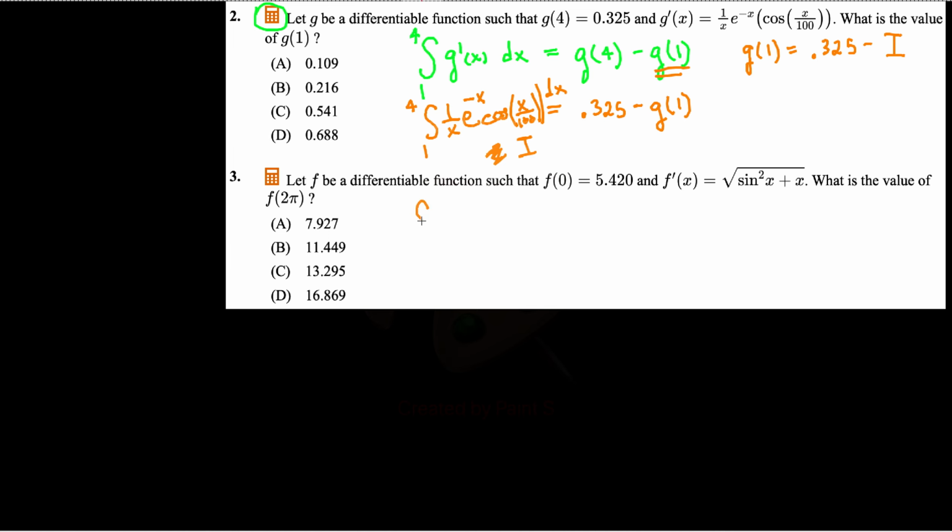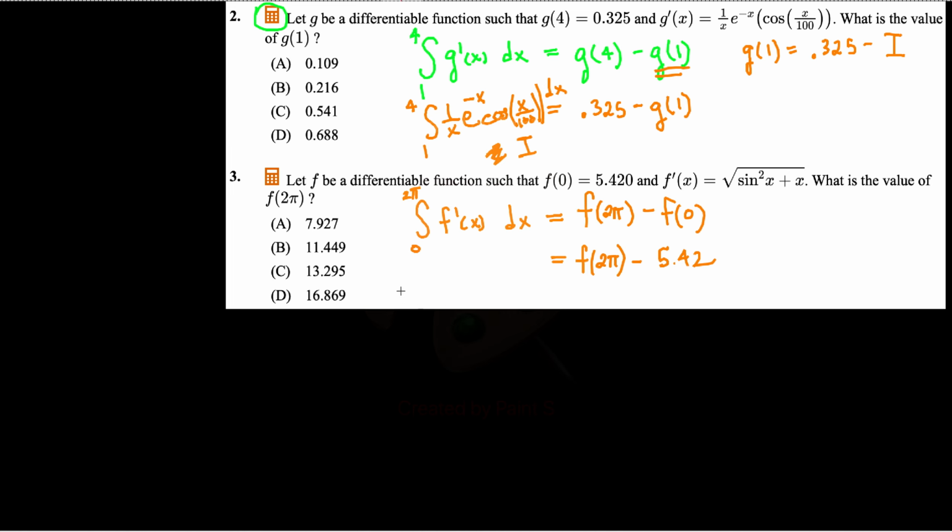And similarly, this problem, same idea, just different values, different functions, and different bounds for my integral. Again, by the fundamental theorem, I have that the integral from 0 to 2 pi of f prime of x dx is equal to an antiderivative of f prime, which is just f, evaluated at the top bound minus f, the antiderivative, evaluated at the lower bound, 0. And in this case, I'm given f of 0 is 5.42, and I'm looking for f of 2 pi in this case.